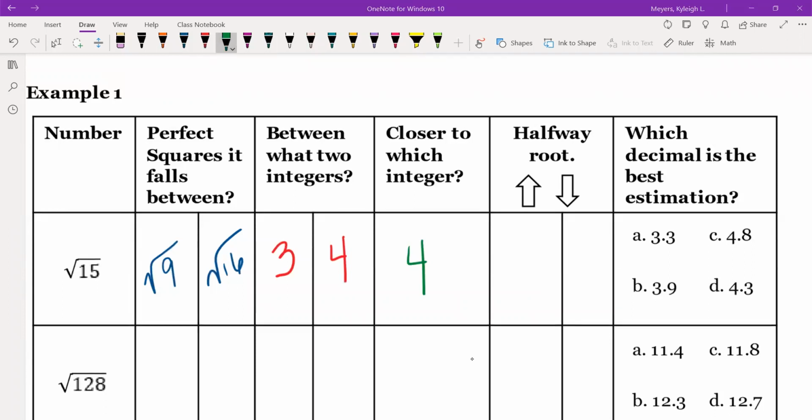So then it should be above the halfway root because it's 1 away from 16. So 15 is only 1 away. And since it's above the halfway root, that means it's above 3.5. So that means we can get rid of A, C, and D. And above means it's got to be B then. Okay, so let's try another one.